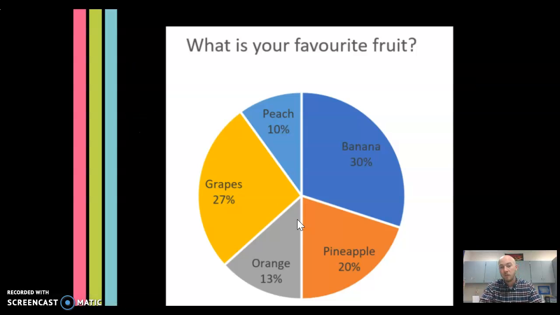Another example would be this one. And notice again, this one shows us the percentage on the slices, but even without that percentage, we could see what it would be.